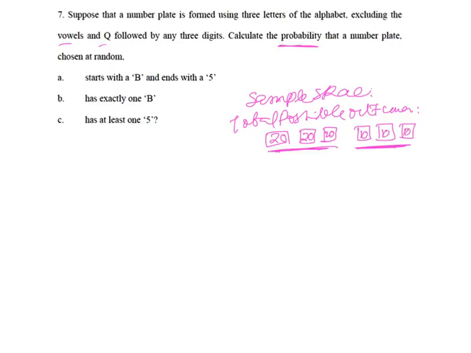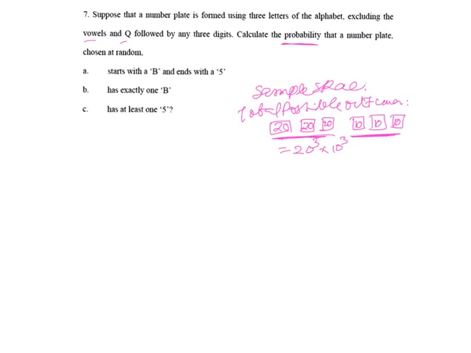So the total sample space is 20 to the power of 3 times 10 to the power of 3. Since the question doesn't ask about the total possible outcomes, I'm not evaluating it and am keeping it aside for further calculations. So let me put it aside here.